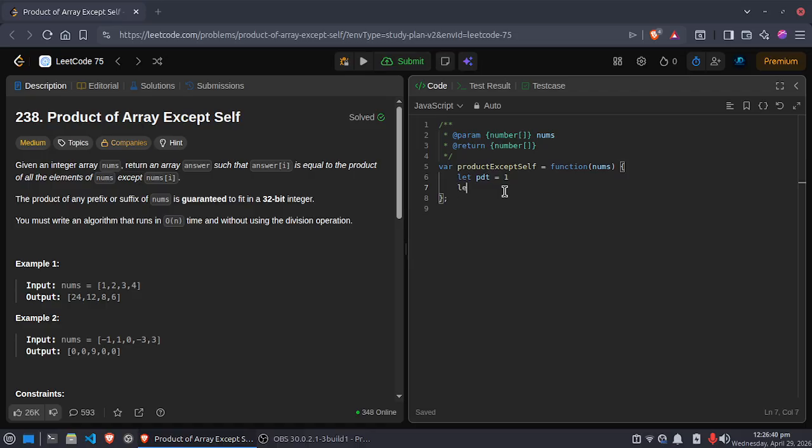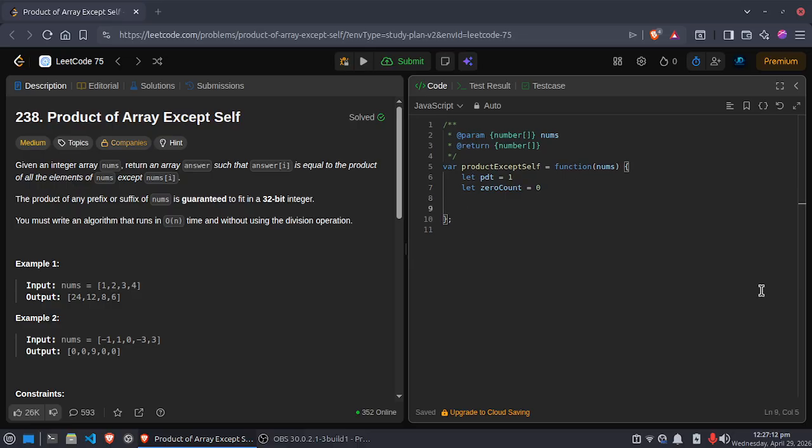So let zero count be equal to 0 initially. Why zero count? Maybe there are 2 zeros, maybe 3 zeros, maybe 1 zero, maybe no zero. If there are 2 zeros, every element must be 0 in the answer, because whichever index you pick, the product includes a 0. So your answer array must be all 0.